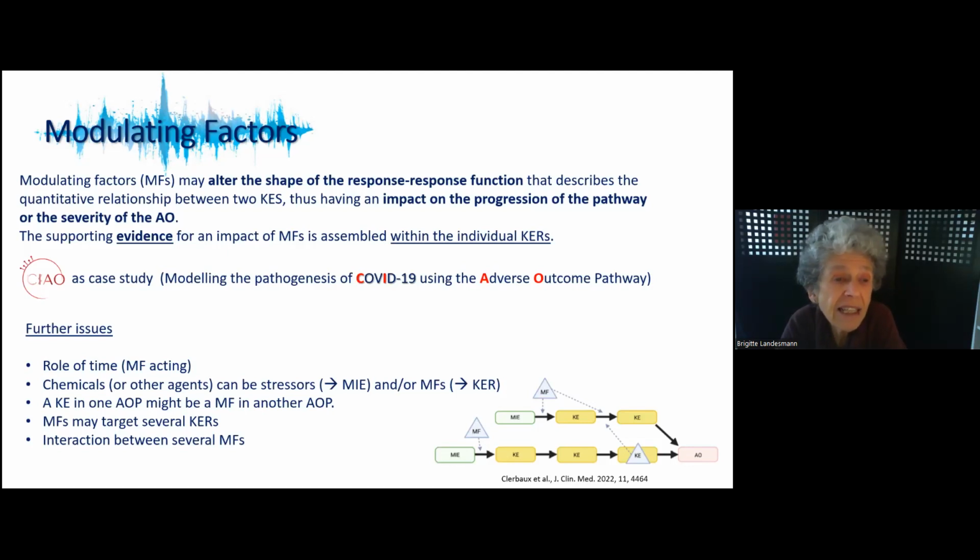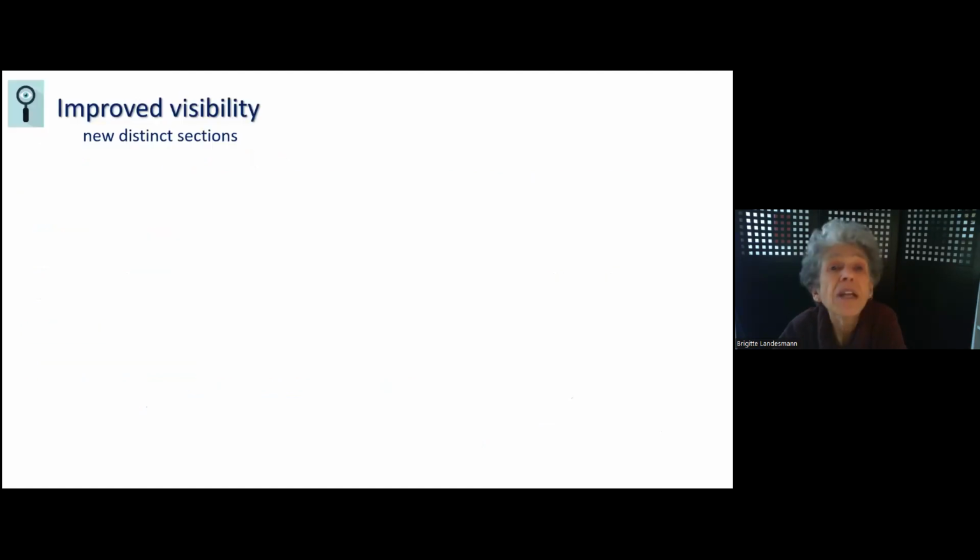And among other things, we found out the role of time, for instance, when these factors are acting; that chemicals or agents might be stressors and even also modulating factors; that a key event in one AOP might be a modulating factor in another one; and that modulating factors may target several key event relationships, and also that interactions between several modulating factors exist. Next slide, please.